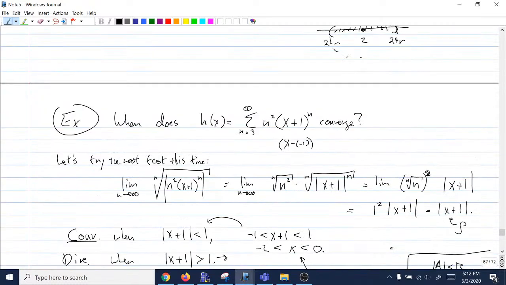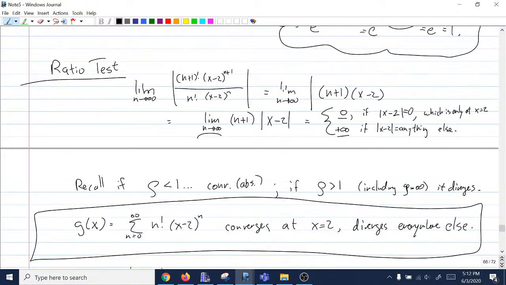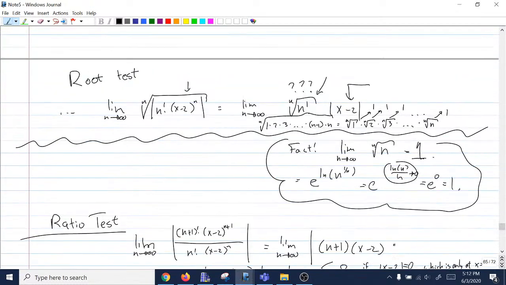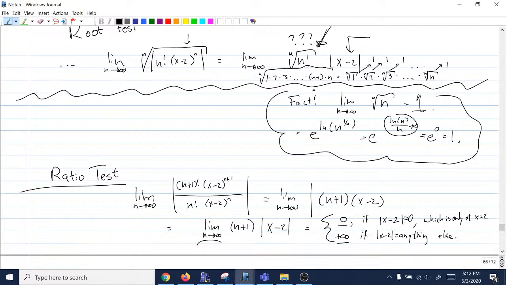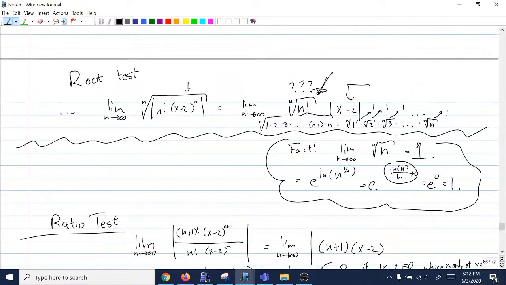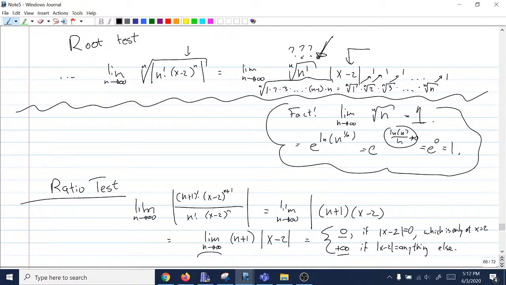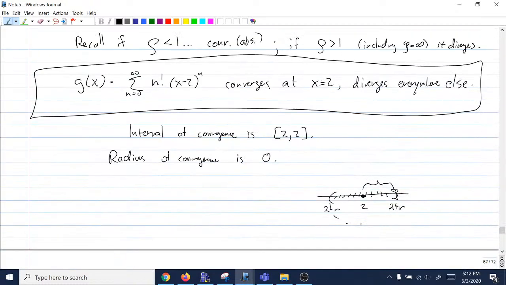Why did the root test not work the times that it didn't work? Well, it didn't work because I couldn't work out what the nth root of n factorial was here. We can sort of retroactively go back and say, it turns out it must have been infinity because the radius of convergence turned out to be 0. The issue wasn't that the limit didn't exist. The issue was that it was hard for us to find the limit.